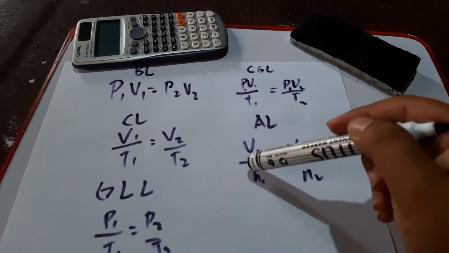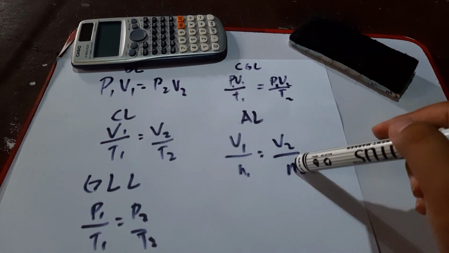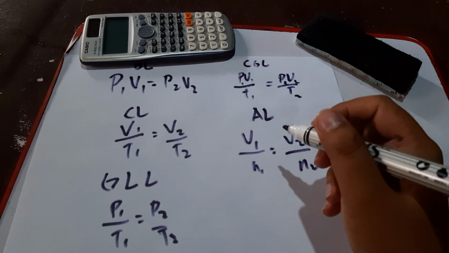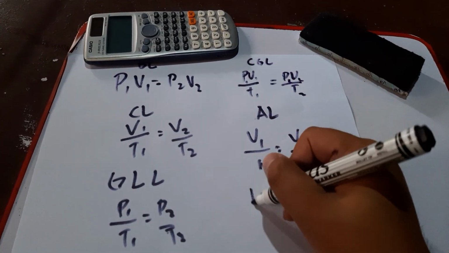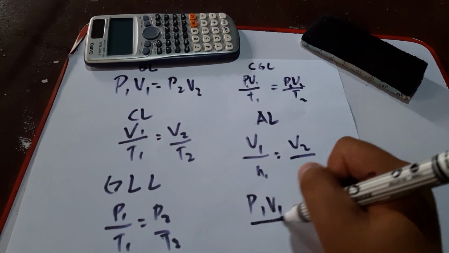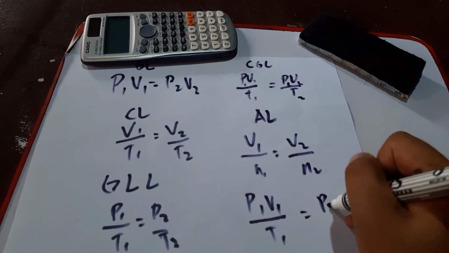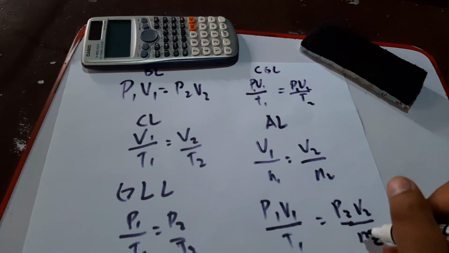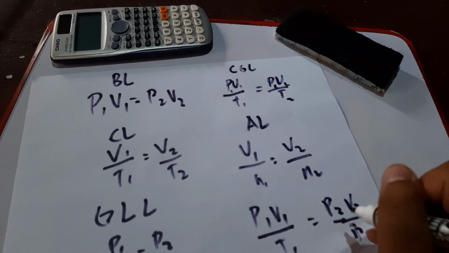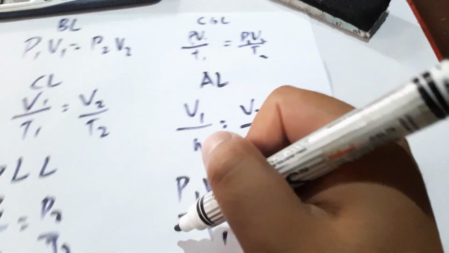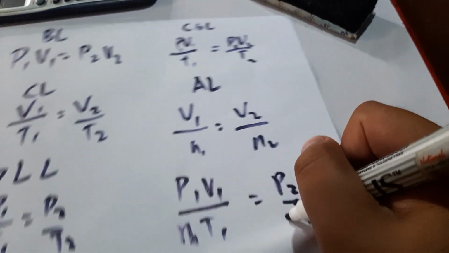So therefore, I just need to put my N where? Very good, in the denominator. I should put my N in the denominator. So that would be P1V1 over N1T1. This is the combined gas law. Equals P2V2 over N2T2. That's the combined gas law. T2 rather, T2. And I have to place my N1 and then my N2 here.